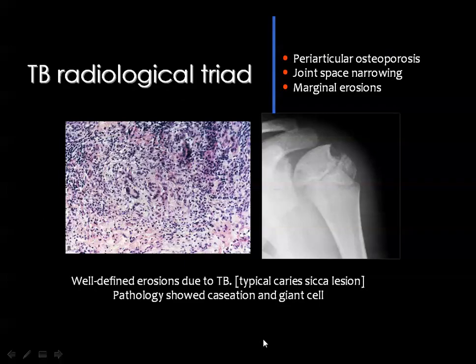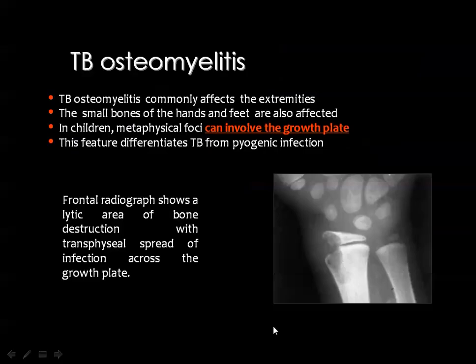TB of the joints, you can see this example of what is known as caries sicca, a tuberculous infection of the shoulder joint. There is usually periarticular osteoporosis, and there is joint space narrowing, and there are marginal erosions with hazy articular surface. And in this example you get erosive changes with periarticular soft tissue swelling in the capital humeral epiphysis.